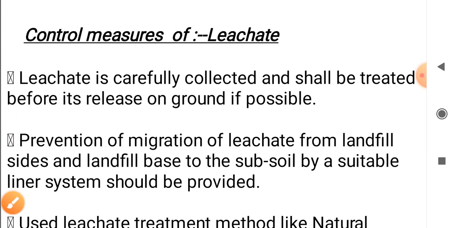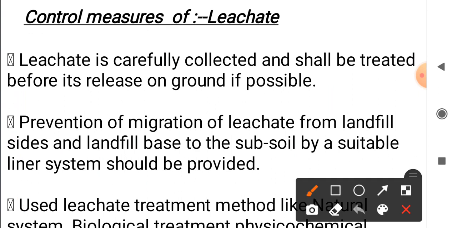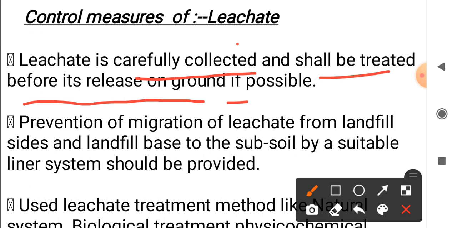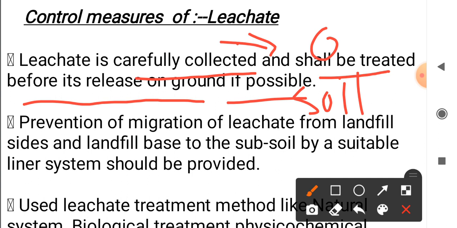Next, now the control measures of leachate. Leachate is carefully collected and shall be treated before its release on the ground if possible. Suppose we directly discharge the leachate in water or over the soil, then different pollution may be created. Water gets polluted if discharged into a water body, and if we discharge it over open land, it causes soil pollution. So leachate should be treated before discharge into water or over the ground.